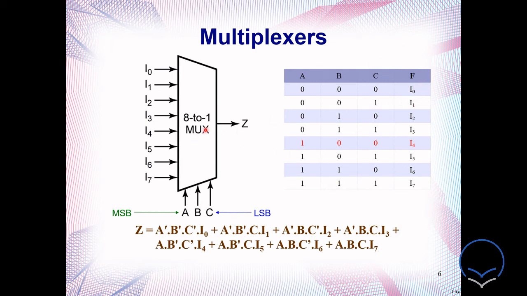You can write F or you can write Z as well. So Z becomes, similarly, A prime B prime C prime into I0 plus A prime B prime C into I1, and so on up to I7. It's the same thing.